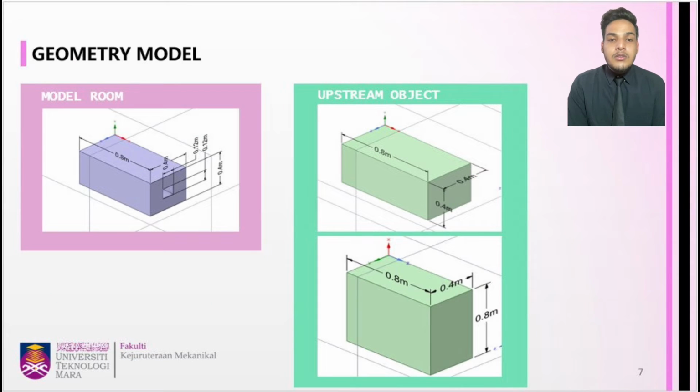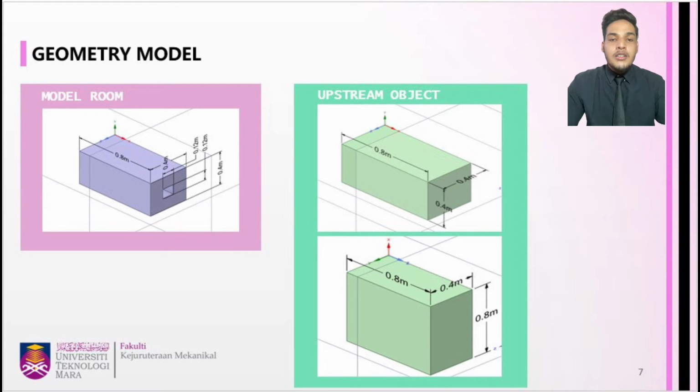Next, we will go to the geometry model. The geometry model will be searched in previous articles and journals to get a suitable dimension for the model room. The model room will be created with dimensions of 0.8 meter length, 0.4 meter width, and 0.4 meter height with 2 inlet and outlet opening windows.